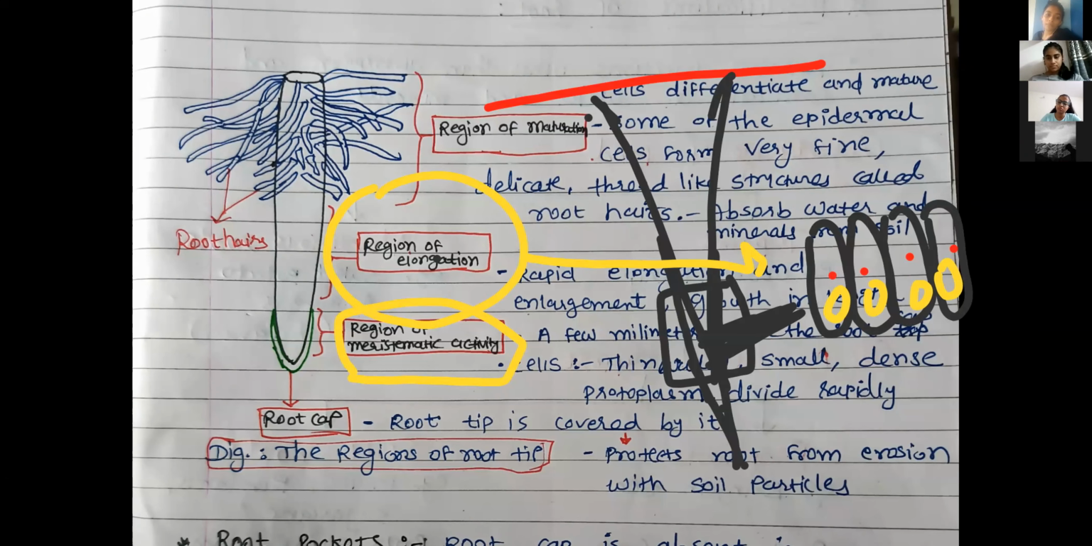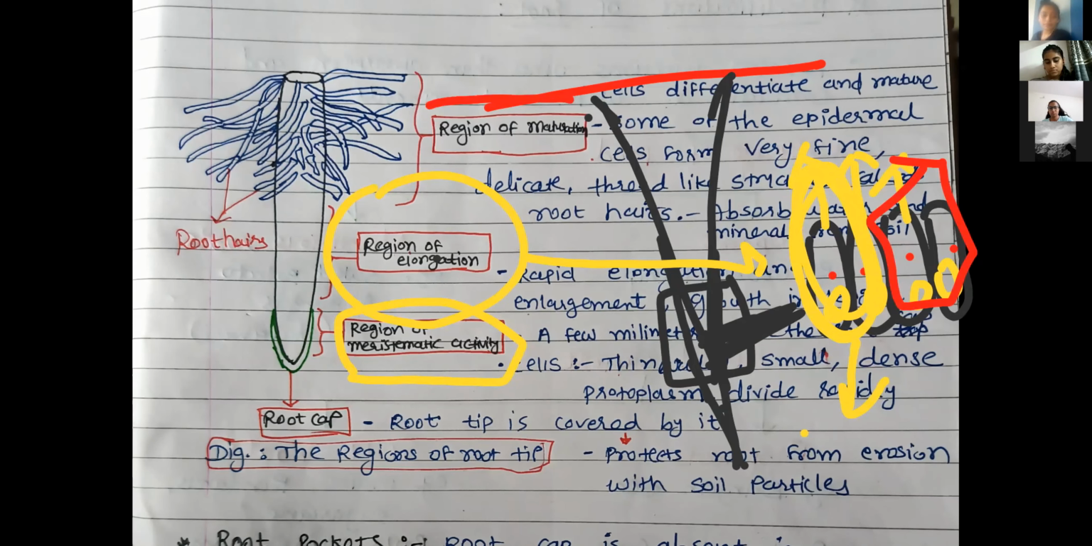Next, once the cell length increases, proper size of the cell is formed. Now these cells become mature and differentiate. Meaning what? In plants, parenchyma, collenchyma, sclerenchyma are present. So some of the cells become parenchyma, some become sclerenchyma, some become collenchyma. So that differentiation occurs, and what type of part of the plant is formed depends on that differentiation. So remember, the last zone we call the region of maturation.